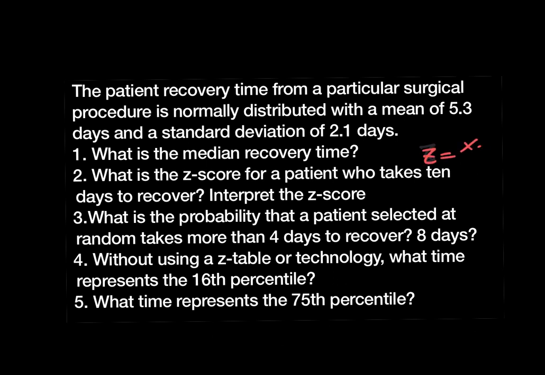Z equals x minus mu over sigma. Always show it. Then put the numbers into it. Then show the answer. Interpretation of the z-score. What does the z-score tell us? It tells us relative positioning, which isn't a correct interpretation fully. But this means that 10 days is 2.238 days above average.